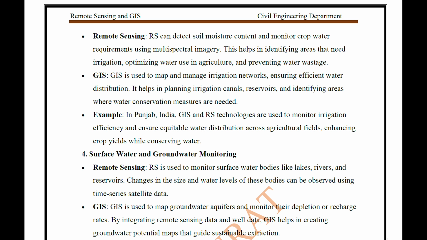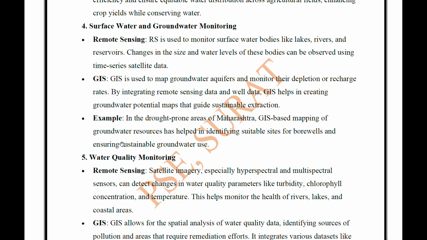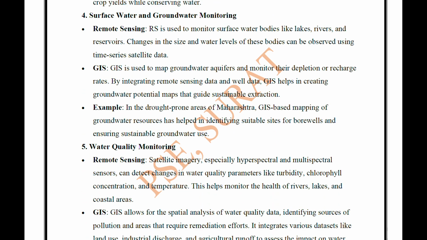Example: in Punjab, India, GIS and remote sensing technologies are used to monitor irrigation efficiency and ensure equitable water distribution across agricultural fields, enhancing crop yields while conserving water. Fourth is surface water and groundwater monitoring. In surface water monitoring, remote sensing is used to monitor surface water bodies like lakes, rivers, and reservoirs. Changes in the size and water levels of these bodies can be observed using time-series satellite data.